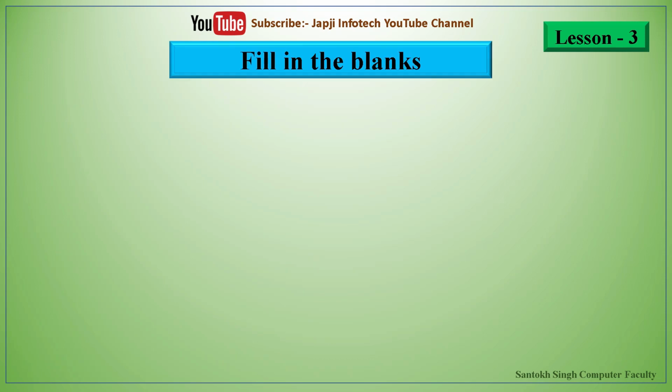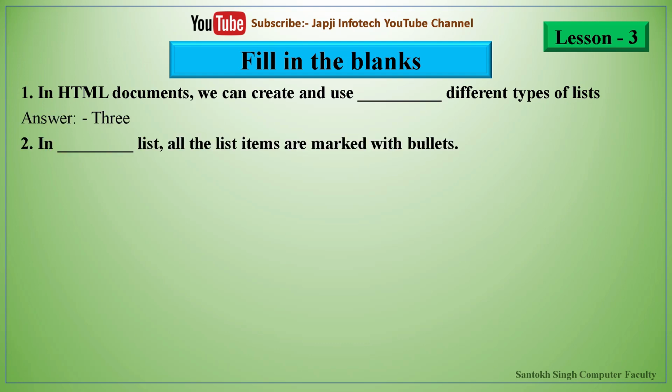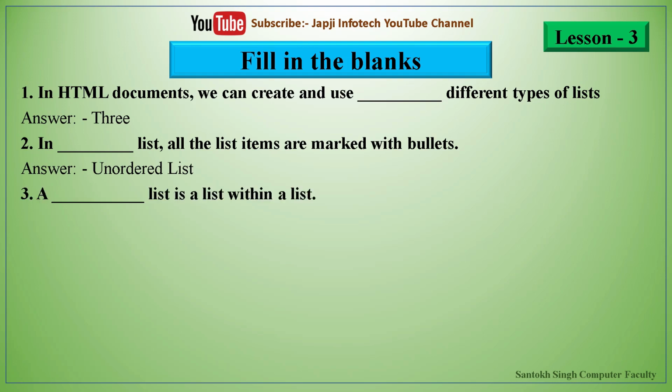So now we will learn about fill in the blanks. The first fill in the blank is: in an HTML document we can create and use dash different types of lists, and the right answer is: in an HTML document we can create and use 3 different types of lists. And the second one is: in a dash list all the list items are marked with bullets, and the right answer is: in an unordered list all the list items are marked with bullets. And the third one is: a dash list is a list within a list, and the right answer is: a nested list is a list within a list.